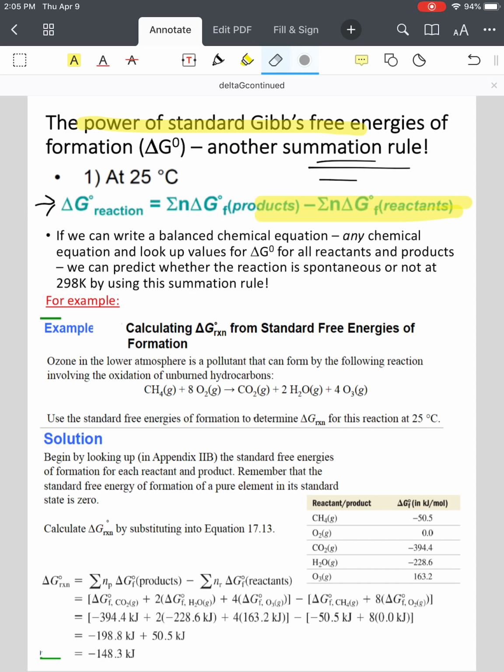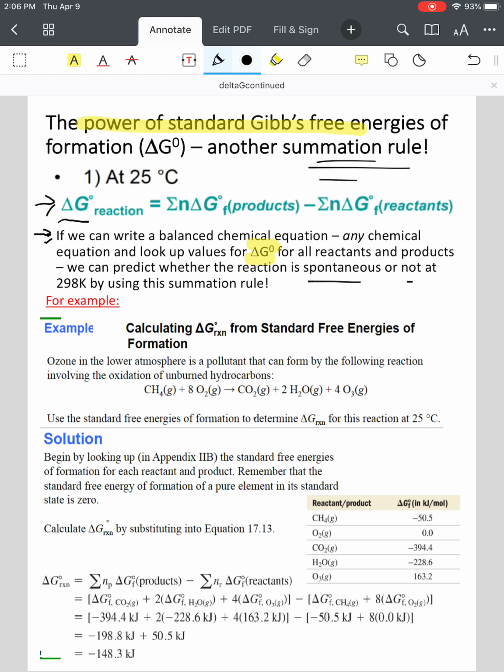So what we're going to do with this rule is employ the summation rule, here shown in this light green color, to compute my standard Gibbs free energy change for more or less whatever reaction I want. If we can write a balanced chemical reaction, and we're able to locate key thermodynamic properties such as delta G zero formation for the reactants and the products, we can now predict whether that reaction will be spontaneous or non-spontaneous at 298 using the summation rule.